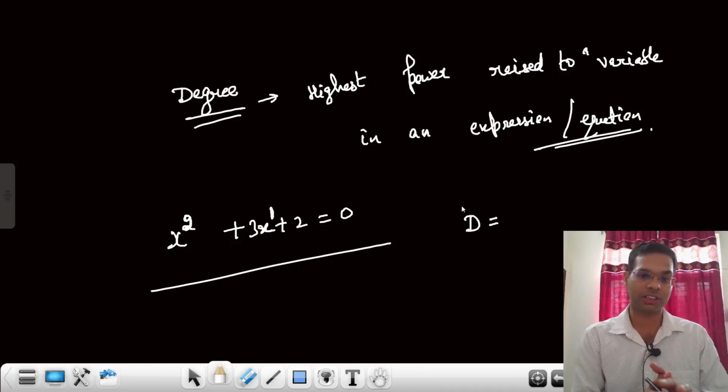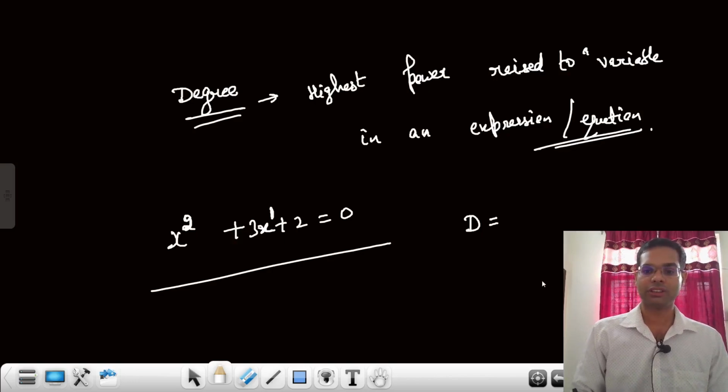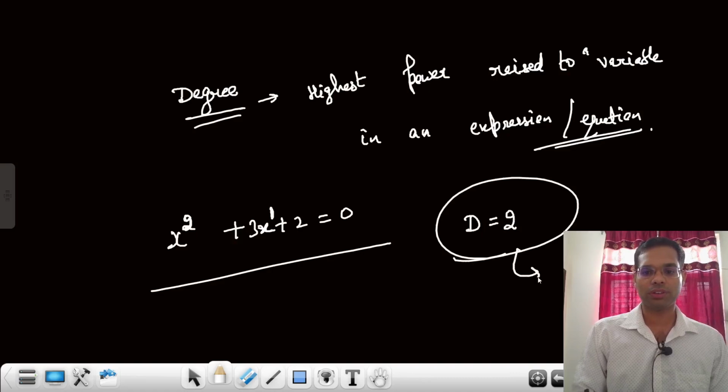Therefore the degree of the equation is 2. A polynomial will become an equation if we have an equality sign. Now we know that when degree is 2, what is this equation called? Quadratic equation. Yes, we got it right. It's a quadratic equation.